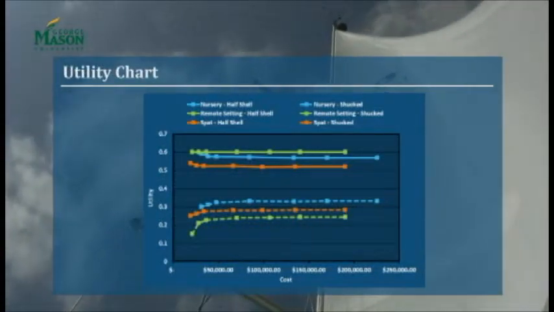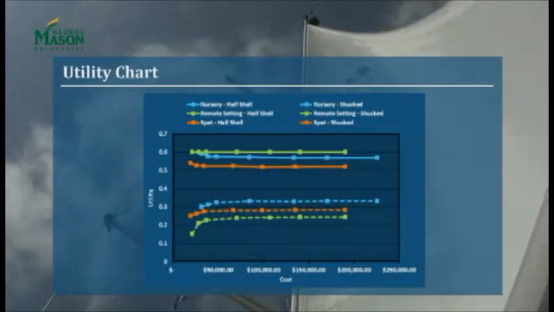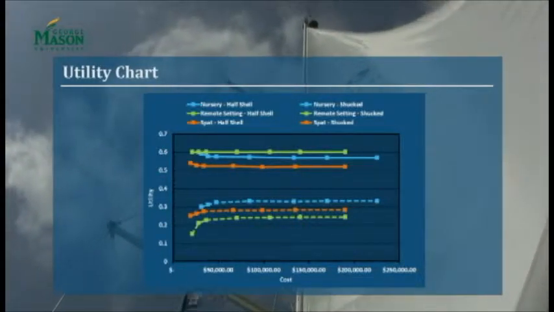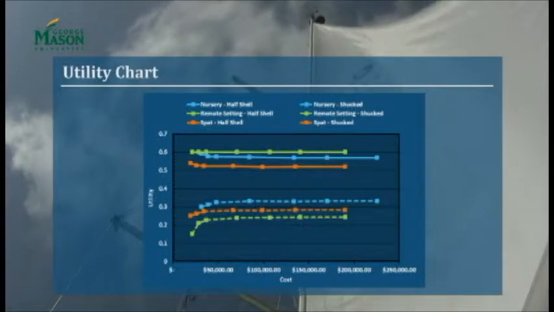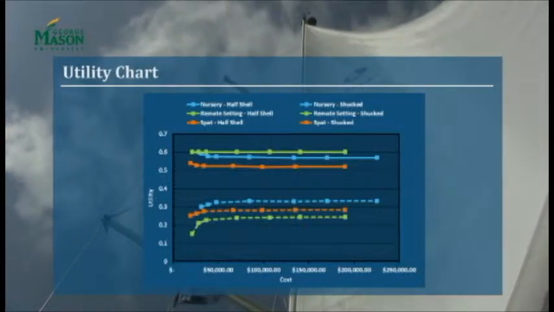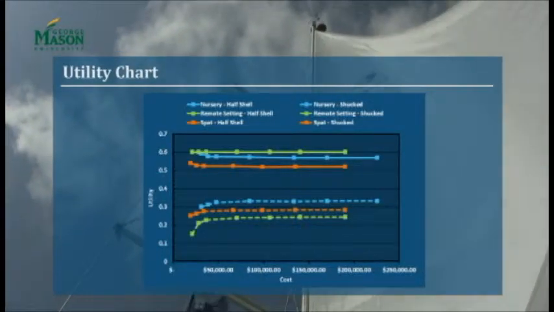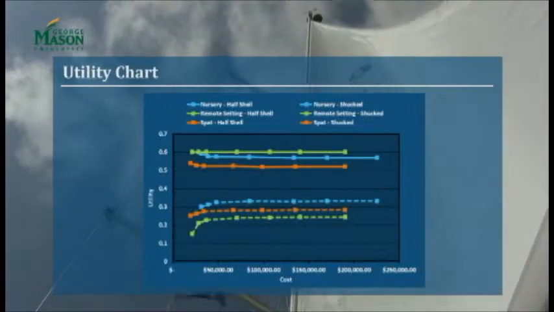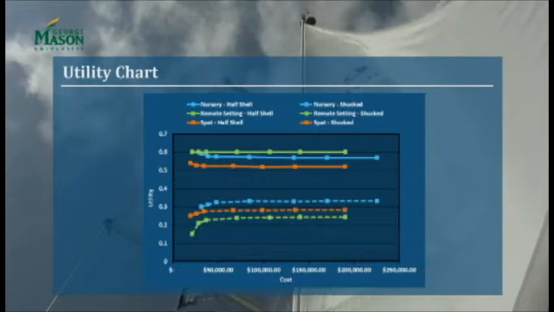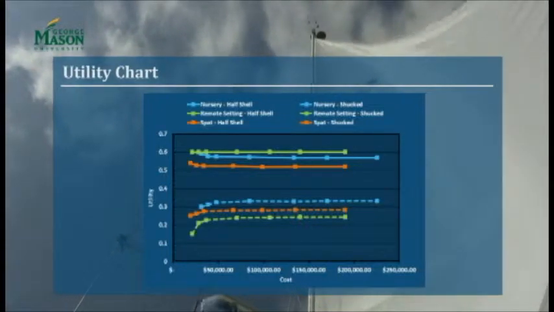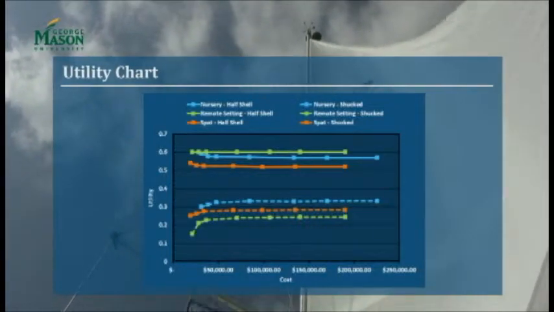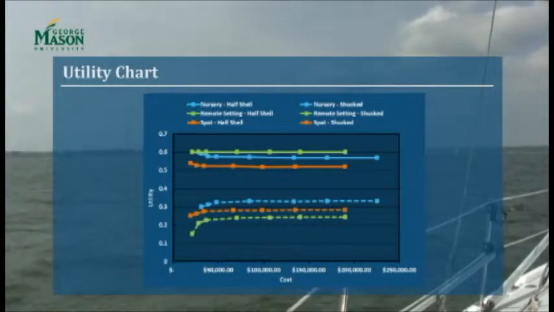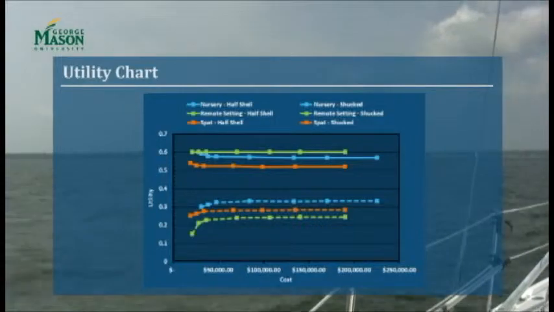Shown here is a utility diagram versus the cost of each alternative. Remote setting has the highest utility output, followed by nursery and then spat on shell, all sold at half shell. The alternatives are the same for shucked. Remote setting has the highest ROI at all levels of cost. However, if public approval decreases 2% or more, or if availability of shell increases 5% or more, the nursery alternative has the highest utility at all costs. If public approval increases to 40% or more, then spat on shell has the highest utility.